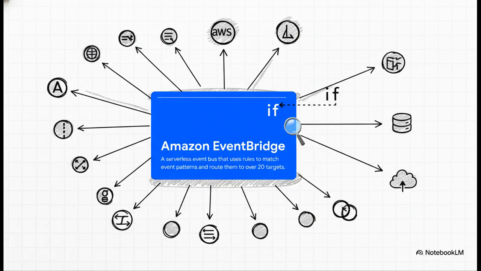The best way to think about it is like a central switchboard for your entire AWS account. It takes in events from basically everywhere, and then you write simple rules that say, hey, if an event looks like this, send it over to that Lambda function. It's all about that smart, content-based routing.